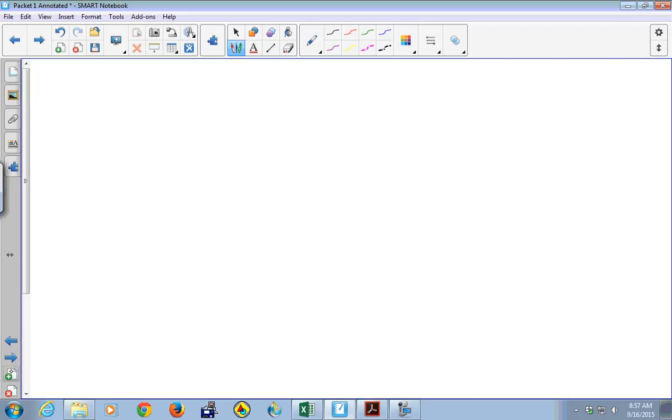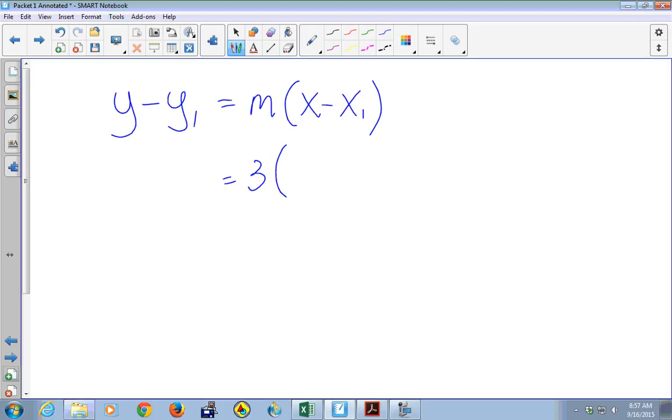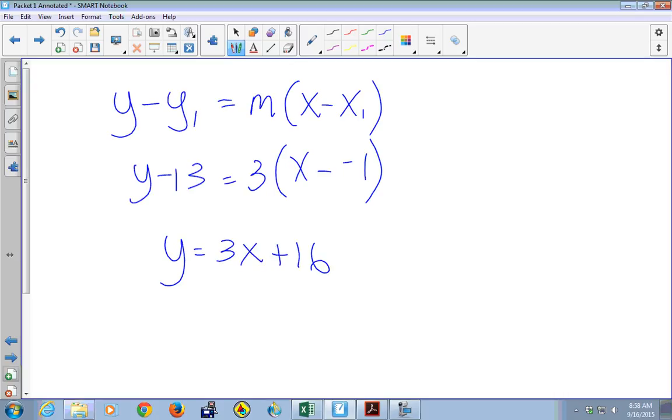So the point slope form says y minus y1 is m times x minus x1. M we know is 3. And x1, y1 is just the point that you know on the line. So this is x minus -1. And this is y minus 13. And then you can just leave it like that, or you could solve for y and you get the same line. So y is 3x. Distribute your 3 and you get plus 3, add 13 to both sides, and you get 3x plus 16. Same equation.